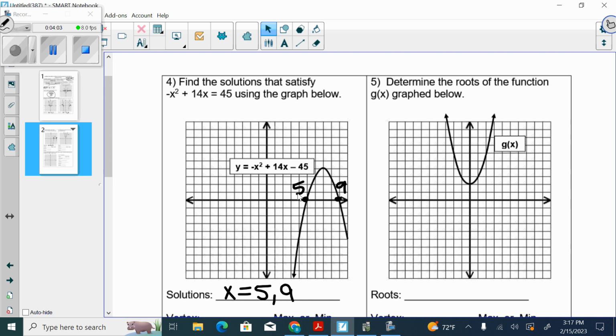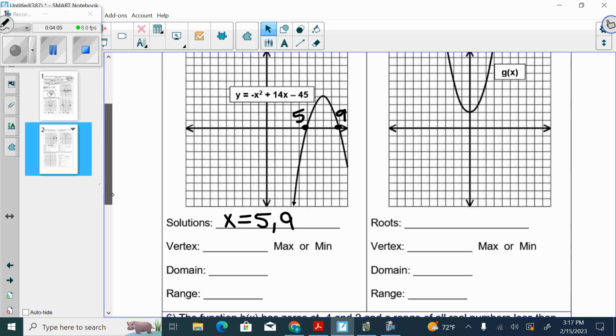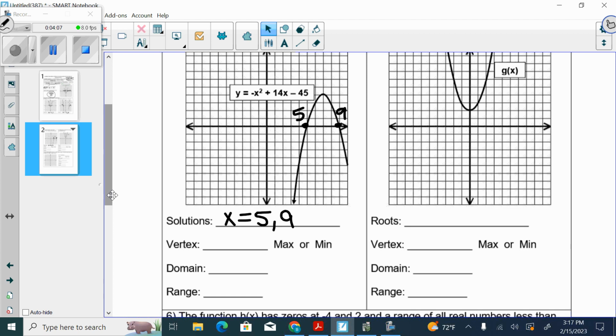Okay, in addition to the solutions, it actually asks for a couple more things on this graph as well. They ask the vertex. So my vertex is where? The very highest point, right? Right there. And you said that coordinate point is at 7, 4. So my vertex is 7, 4. So is that the highest or lowest point? Highest. So is it a maximum or a minimum? Maximum. So it's a max.